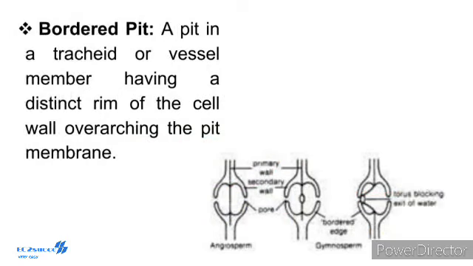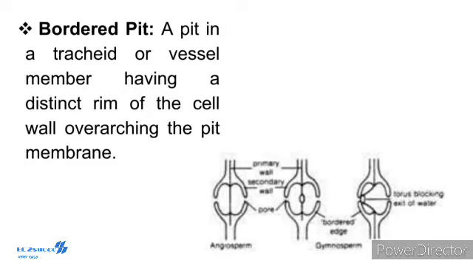Another one: bordered pit. A pit in a tracheid or vessel member having a distinct rim of the cell wall overarching the pit membrane. The pits are formed in pairs lying one against the other and appear circular, oval or angular in surface view. The pits are of two types, simple and bordered. The simple pit has uniform width of the cavity or pit chamber, while in a bordered pit, the pit cavity is broader towards the base with a narrow opening.